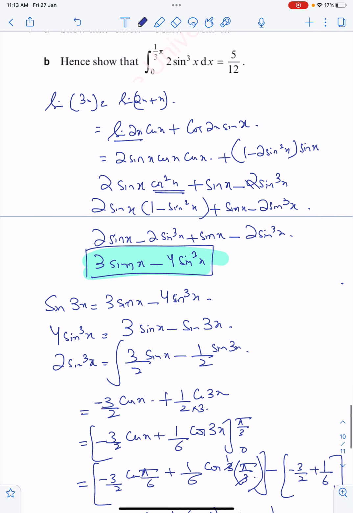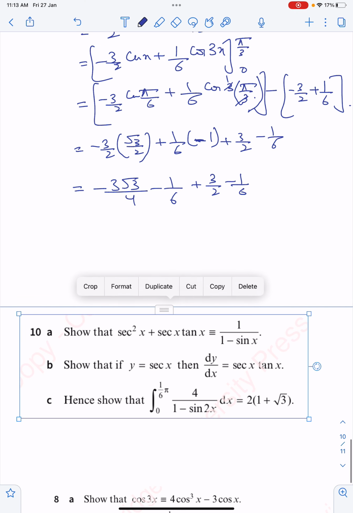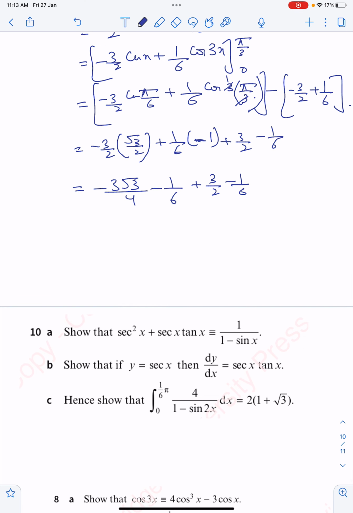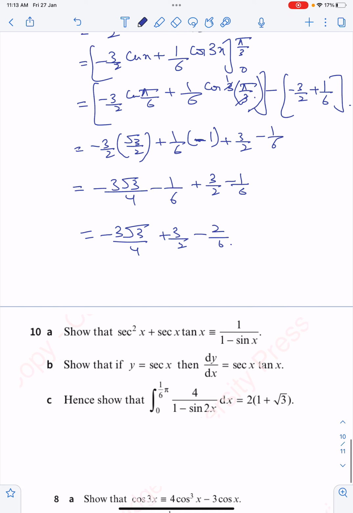So they've given the answer in a fractional format. Okay, let me solve this now. This is minus 3 root 3 upon 4 plus 3 upon 2 minus 2 upon 6. So I'm solving it with the calculator now. Minus 3 root 3 upon 4 plus 1.5 minus 1 upon 3.